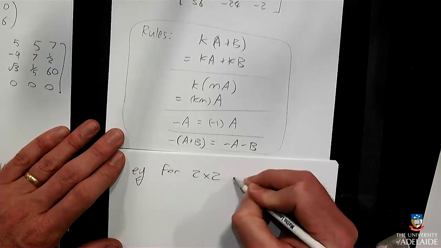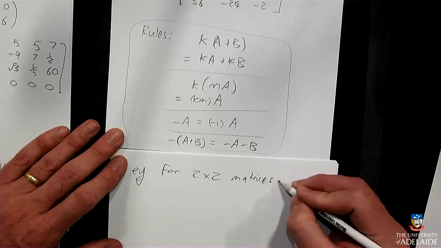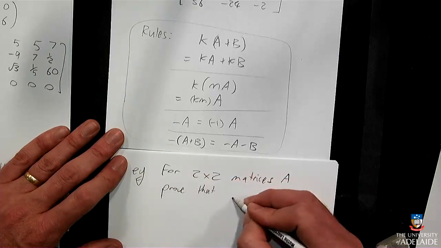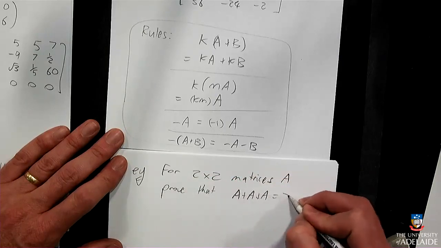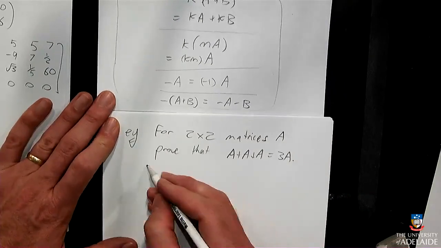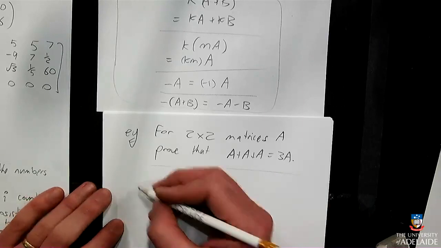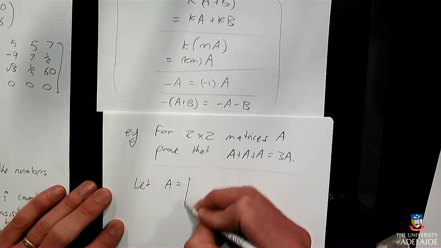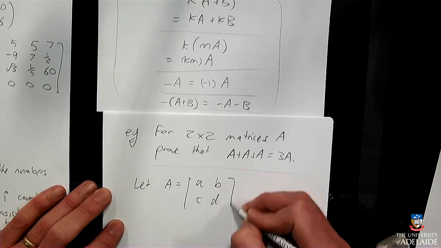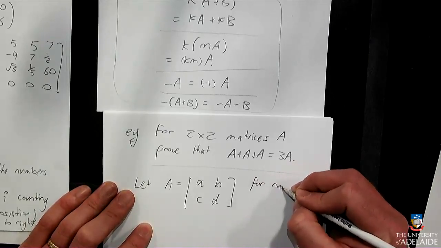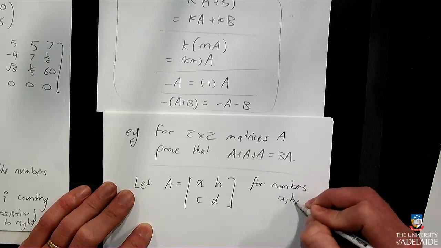for 2 by 2 matrices, A, prove that A plus A plus A is 3A. Okay, and you might look at that and go, well, duh, but that's not the definition of what these things are. A plus A plus A is a different thing to 3A. So here we go, we're going to prove that they are the same. The easiest way to do that is to give letters to the unknown entries of A. So I'm going to say for numbers A, B, C, D.